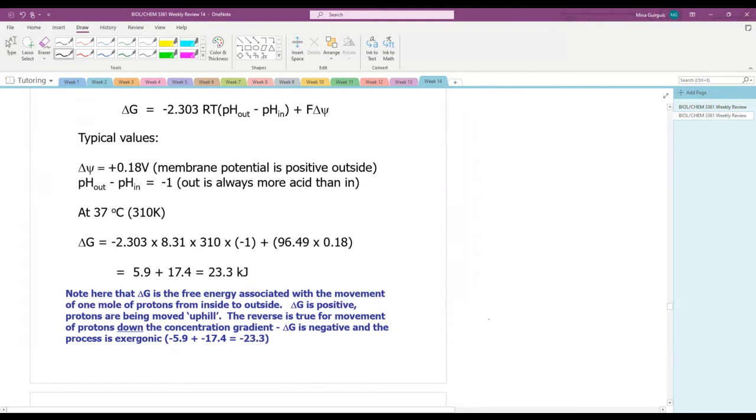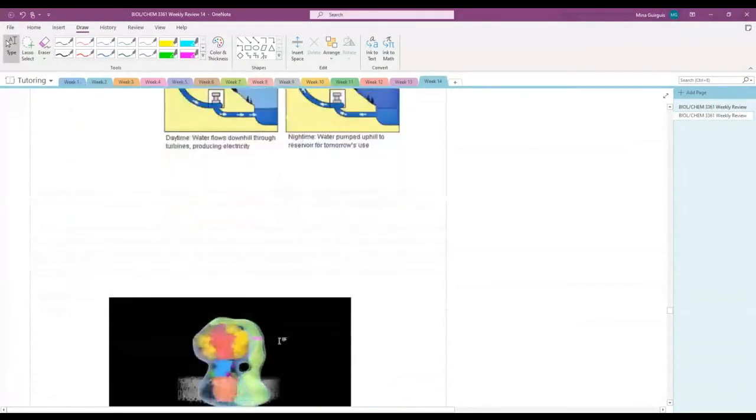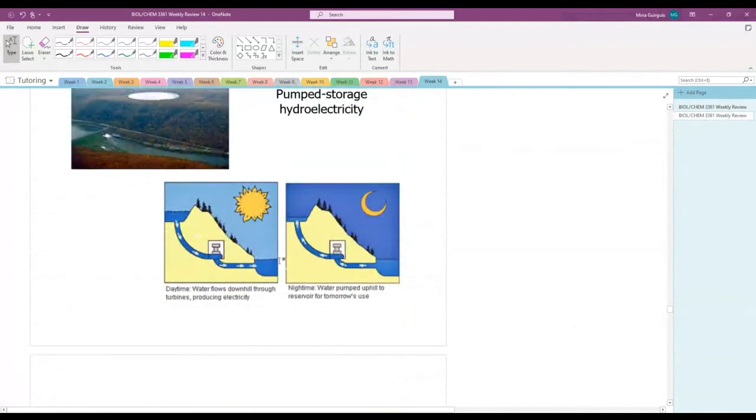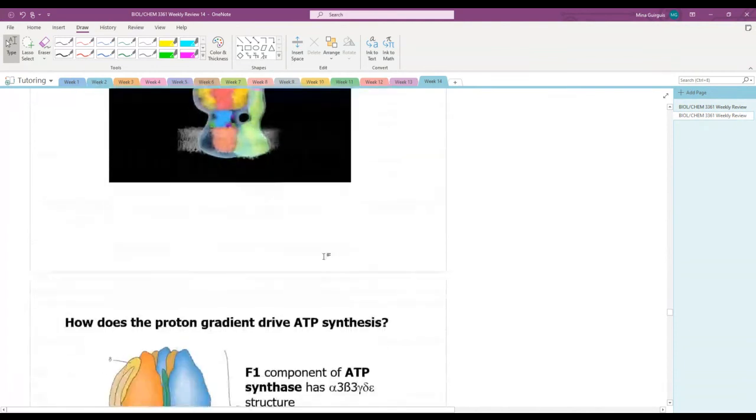On the other hand, if we move down that concentration gradient from the intermembrane space into the mitochondrial matrix, it's very, very exergonic, negative 23.3 kilojoules. That's very spontaneous. That really wants to happen, and we can use this energy to drive other reactions. This is a similar concept to water: it flows downhill through the turbines to produce electricity, and then it's pumped uphill.